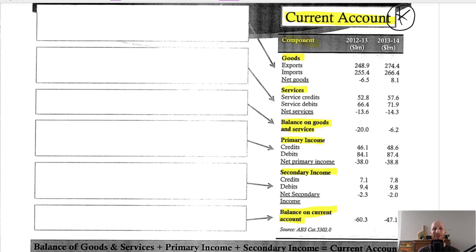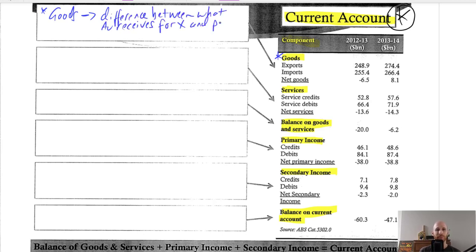So what we're going to do for each of these components is write down what they are. So let's start with goods. Goods refers to the difference between what Australia receives for its exports and what it pays for its imports. Because you can see here that with goods, we look at, okay, this is how much Australia receives for its exports. This is how much it pays for its imports. And then that gives us net goods.